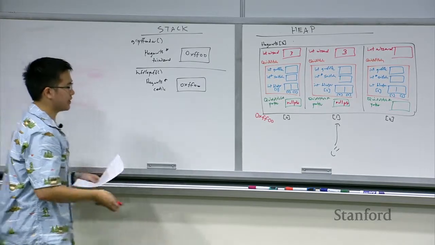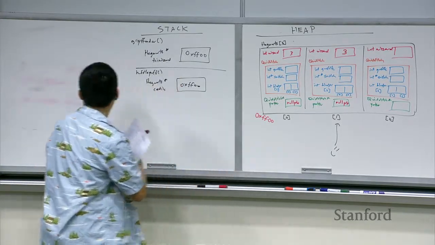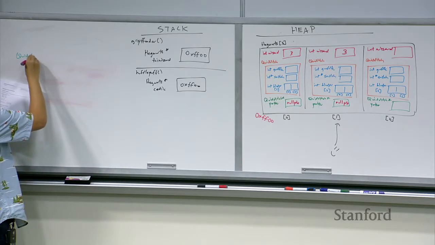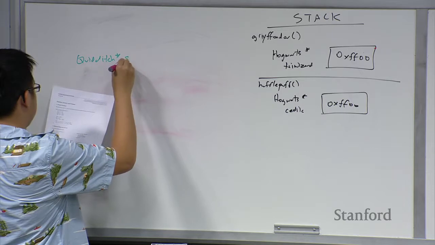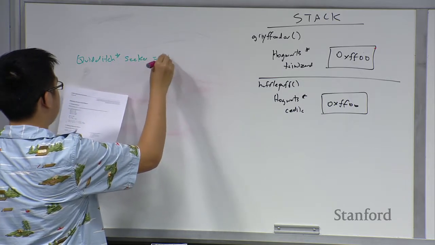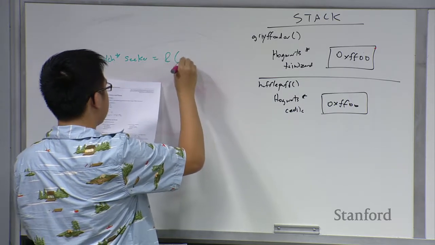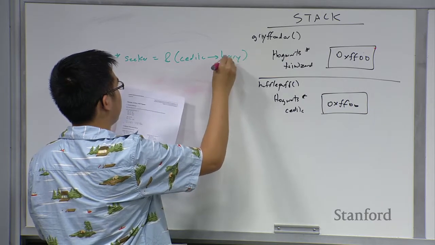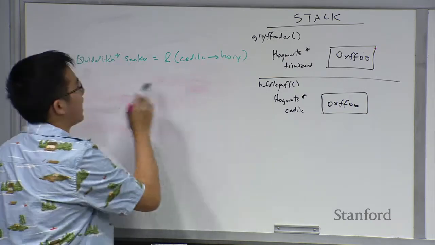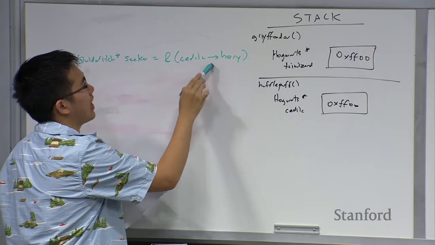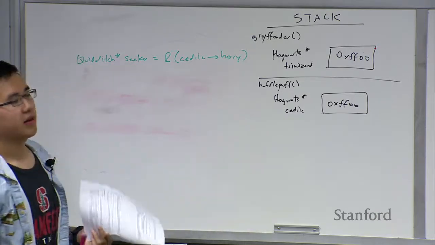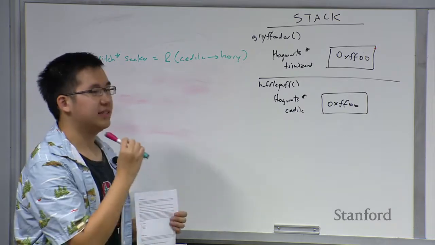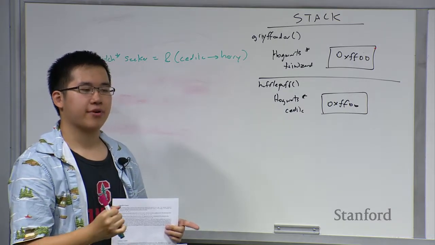All right, now this is getting a little confusing. So let's take this step by step. Quidditch star seeker, that's equal to ampersand Cedric arrow Harry. Okay, so we start by looking at the right-hand side. We see Cedric arrow Harry. All right, the arrow operator means we are dereferencing and then accessing a member.